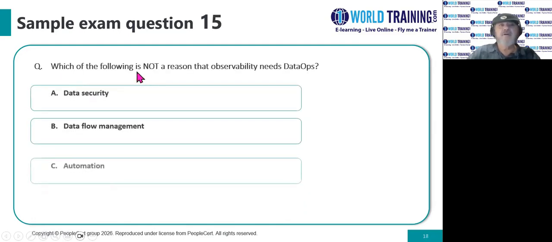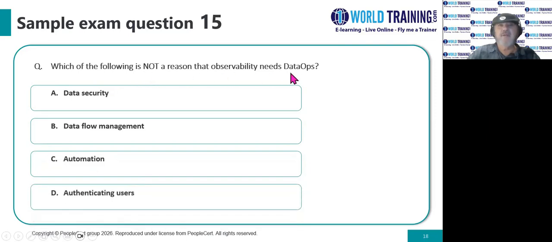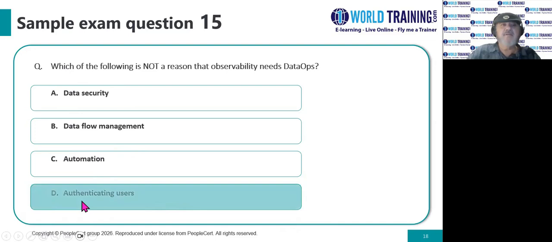Question 15, which of the following is not a reason that observability needs data ops? Data security, possibly it is needed. Data flow management, yes. Automation. Authenticating users has very little to do with it. I think D is the best answer.